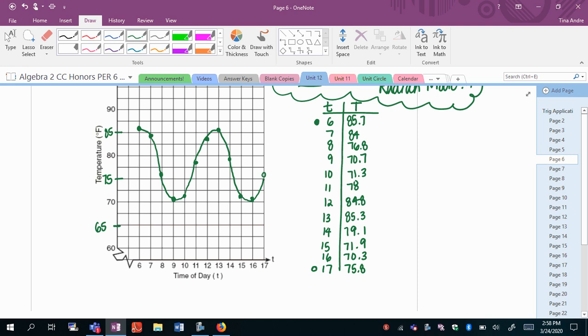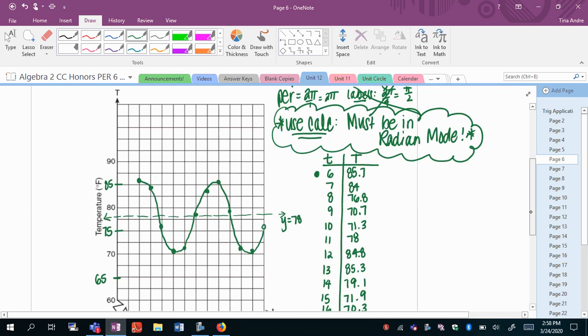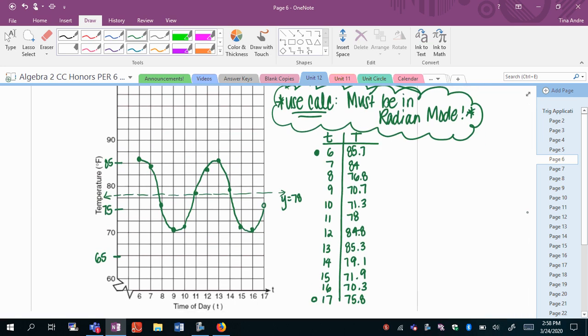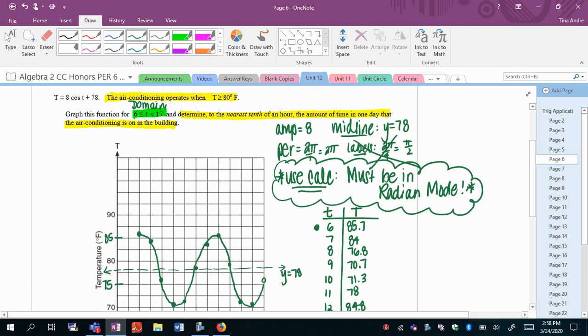So we could graph that if we wanted to. So this would be 77.5. So 78 would be somewhere in here. I don't know if we really need it in this picture, but we could definitely put it on here. And then we have our other equation. Let me go ahead and label it now that I have 2 on there. So this is going to be t equals 8 cosine t plus 78.